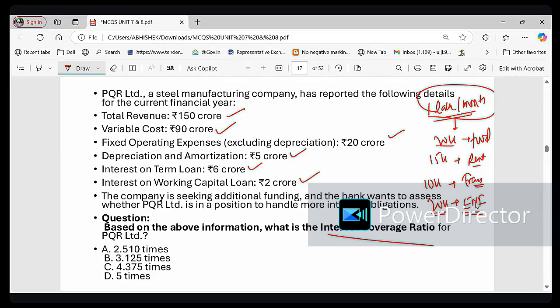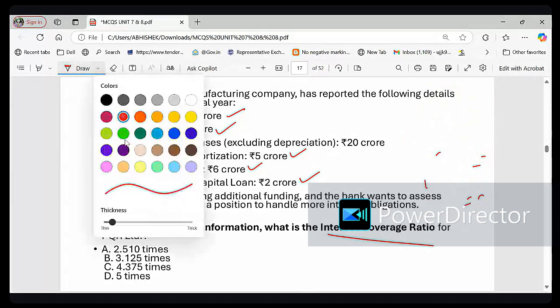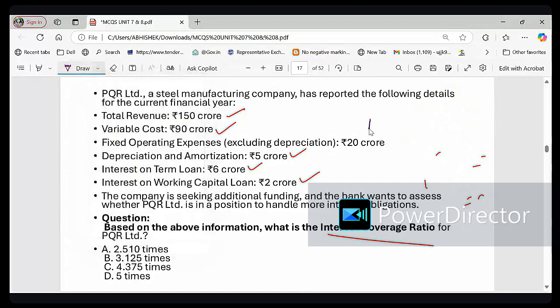You know what the formula for ICR is? The formula is very simple. If you know the formula, you can answer this question very easily. Let me write it down. You must also know it because the question is asked based on ICR. The formula for ICR is EBIT upon interest expense. It tells us how many times a company can pay its interest using its profit from operations.